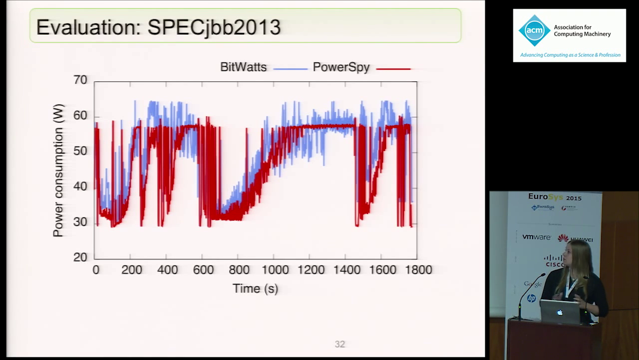In this graph, we are looking at a very simple setup of SPECjbb, and we are looking at the power consumption over time. We are comparing our estimation with BitWatts to the PowerSpy values, meaning the power values from the physical power meter. We notice that in this case, it's a real-world benchmark because we have a lot of load variations. In the other benchmark, Parsec, we had a more constant load.